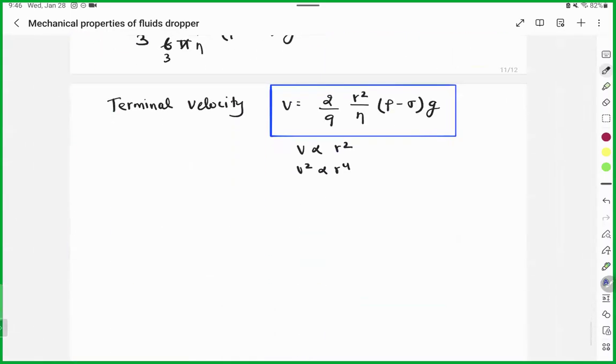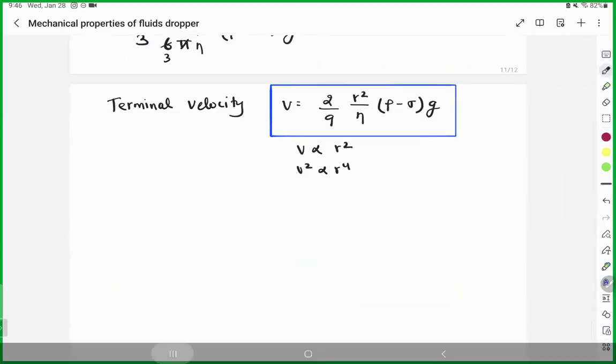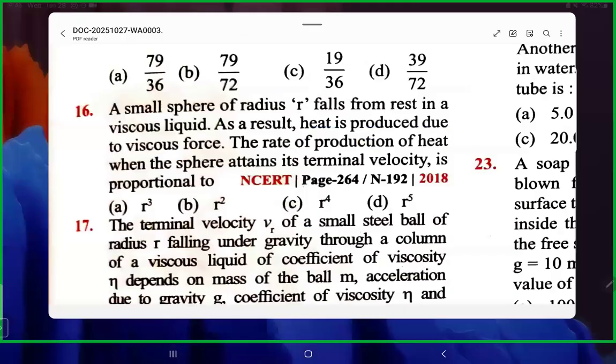Okay. And terminal velocity is done. Your viscosity part is completely done. Let me show you questions from the viscosity part.